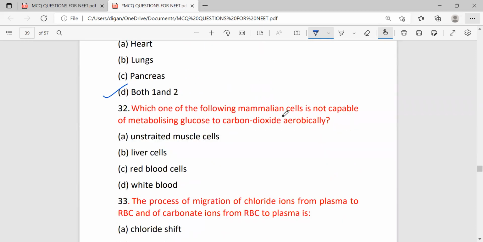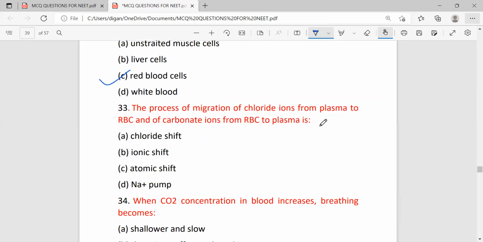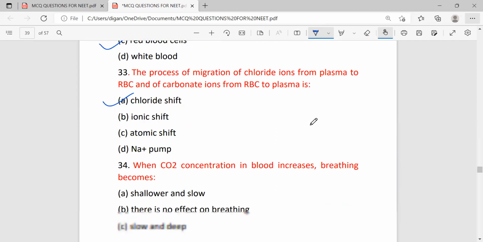Which one of the following mammalian cells is not capable of metabolizing glucose to carbon dioxide aerobically? For question number 32, correct option is C, RBC. The process of migration of chloride ion from plasma to RBC and the bicarbonate ions from RBC to plasma is, for 33, correct option is chloride shift.